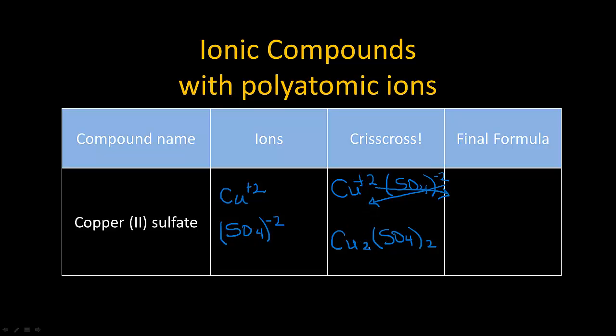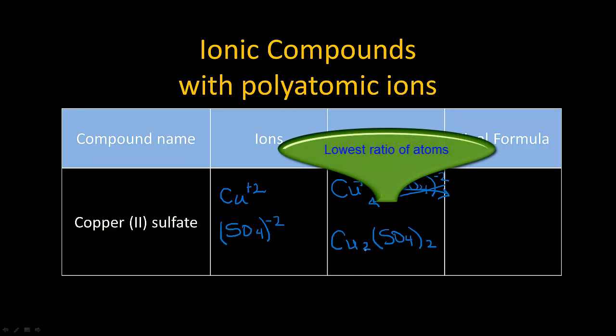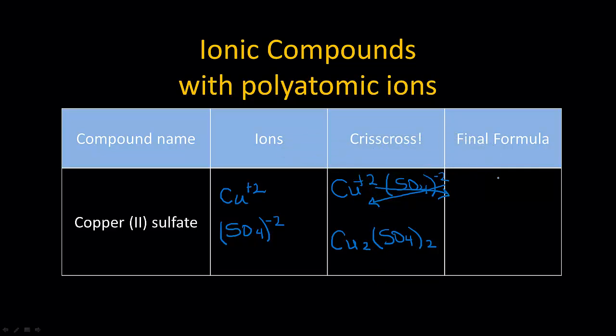Now since this is an ionic compound, we need to simplify. 2 and 2 have a common denominator of 2. So 2 divided by 2 is 1, and we never put our 1s. So we're just going to leave it at Cu with no 1s. SO4, we're going to leave as SO4. This 2 divided by 2 is 1. And since we only have 1 SO4, we do not need to put the parentheses. So the formula for copper 2 sulfate is CuSO4.